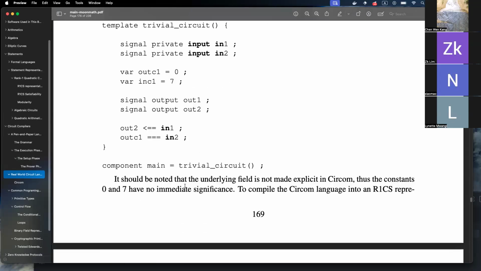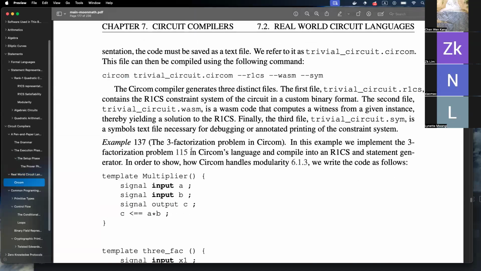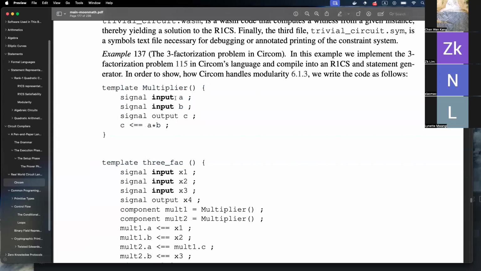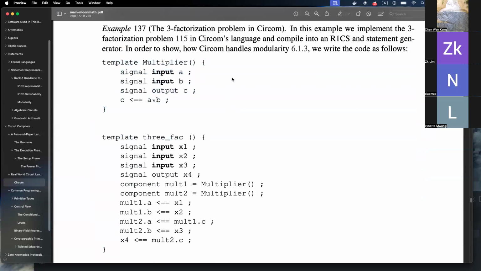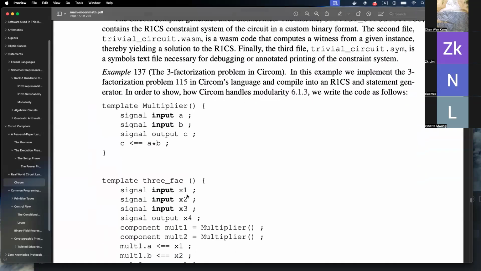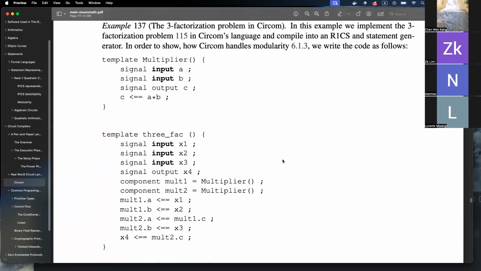So 7.2 is actually pretty simple. It's just talking about circom and multiplier. So implement the 3 factorization problem, which is the example in the previous chapter. And it looks like this, right? The template thing, essentially you write ZK, it's essentially the statement thing in the previous section.